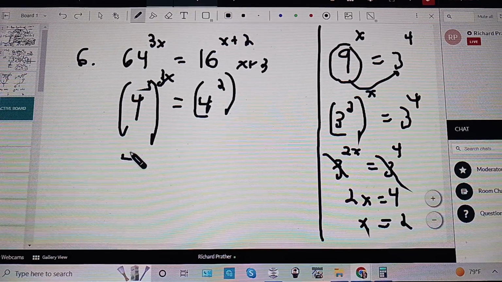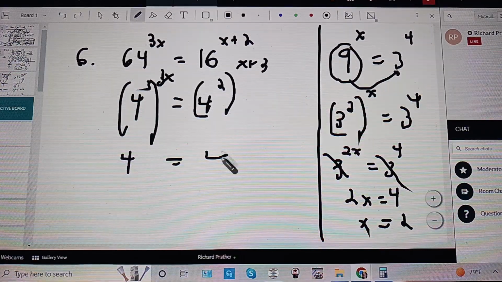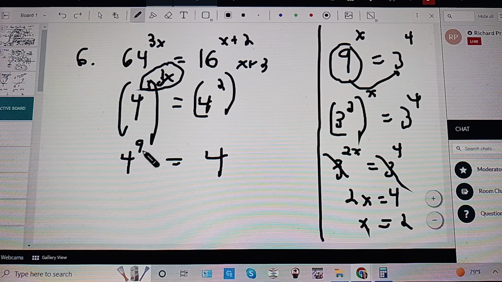But here I'm able to make the bases the same, so they're both going to be 4s. But I want to use the rule of exponents first to settle these exponents. So I need to multiply this. 3 times 3x is 9x. And then here when you multiply, you're going to distribute and get 2x plus 6.